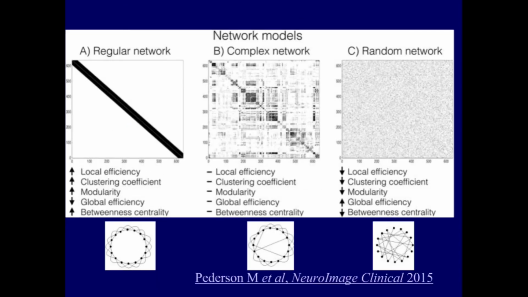These are the terms which have been used. A highly regular network has high local efficiency, a high clustering coefficient, high modularity, little in the way of global efficiency, and increased betweenness centrality. And random networks have low local efficiency, low clustering coefficients, low modularity, high global efficiency, and low betweenness centrality. Complex networks are small world networks, which are in the middle, and one can use these various measures to determine where they fit in this broader range. And below this, you see the cartoon from the previous slide.